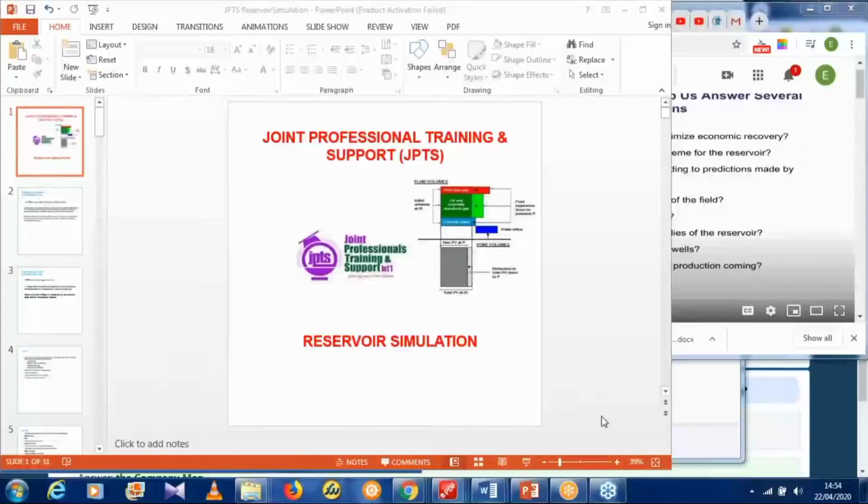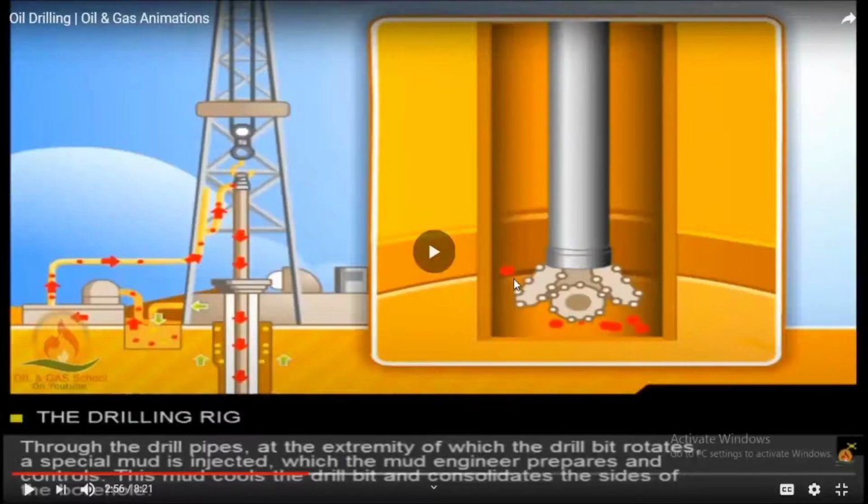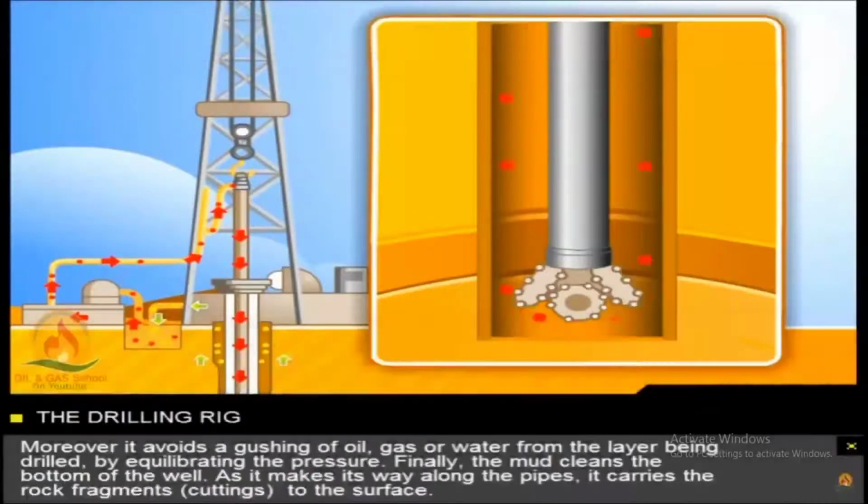Gas wears down the rock by abrasion. Through the drill pipes, at the extremity of which the drill bit rotates, a special mud is injected, which the mud engineer prepares and controls. This mud cools the drill bit and consolidates the sides of the borehole. Moreover, it avoids a gushing of oil, gas, or water from the layer being drilled by equilibrating the pressure.